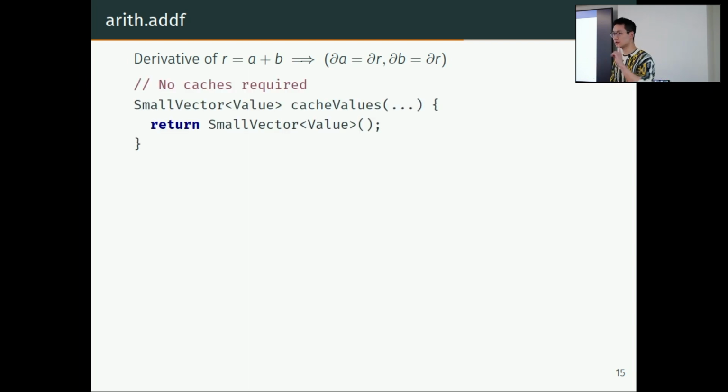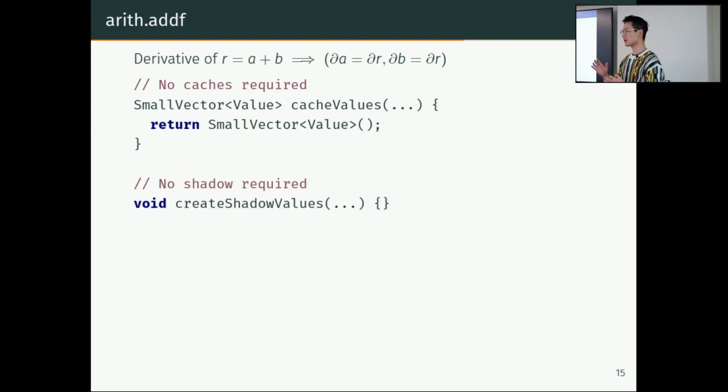So first question, do we need to cache anything? In order to answer that, we look at the expressions for our dA and our dB. Crucially, we see that we don't see any primal values. The expressions for dA and dB do not contain a or b or r. So we can just return an empty vector because we don't need to cache anything.